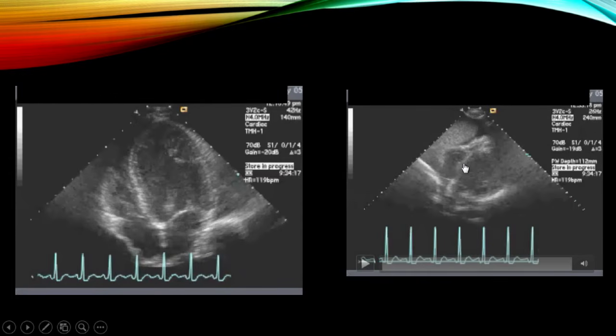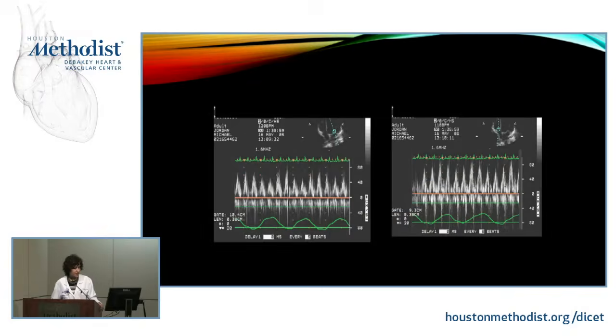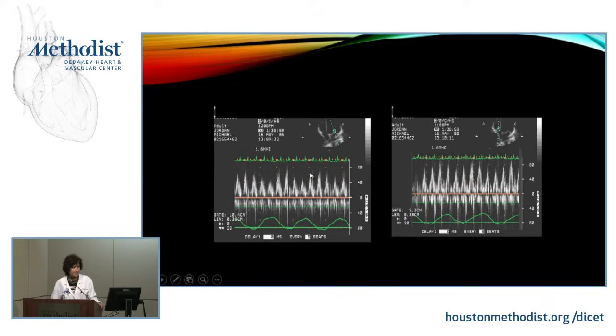And again, multiple views are important. In this particular view, you can also see the RV is struggling in the mid to distal part to expand. Again, the respirometer findings: with inspiration at the tip of the mitral leaflet, you're seeing a decrease in velocities and an increase in expiration, and reciprocal changes across the tip of the tricuspid leaflet.